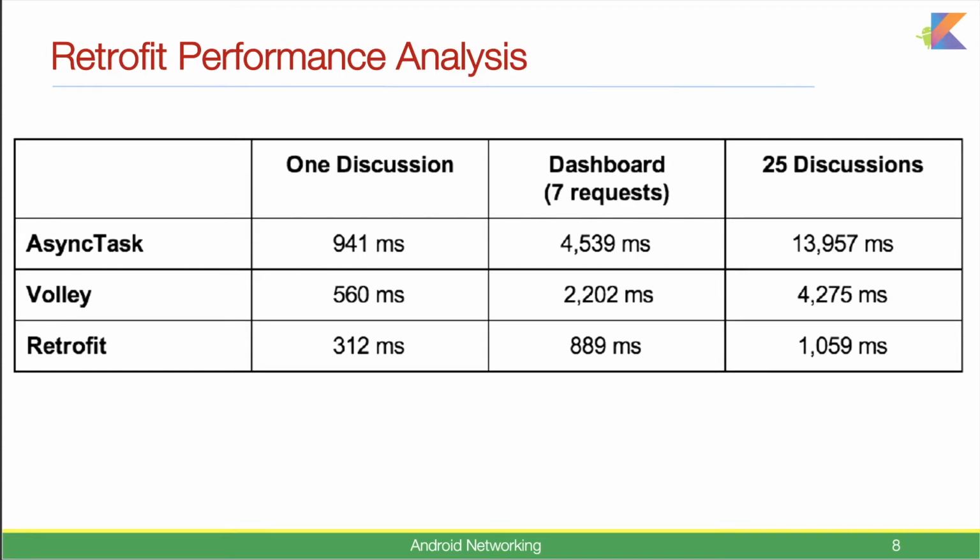There I am. So we have our async task, our Volley, and our Retrofit. Again, Volley is another Google library for networking, but as we see it here, the async task has been around a while now. These are kind of the three most common approaches that you could use for networking.